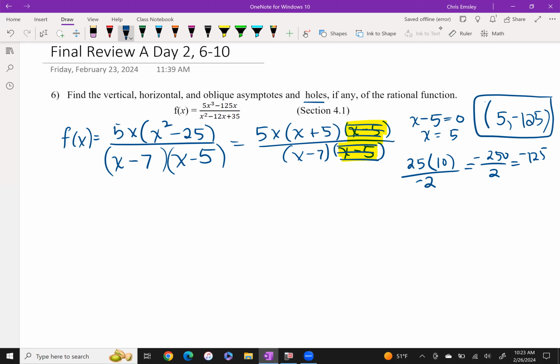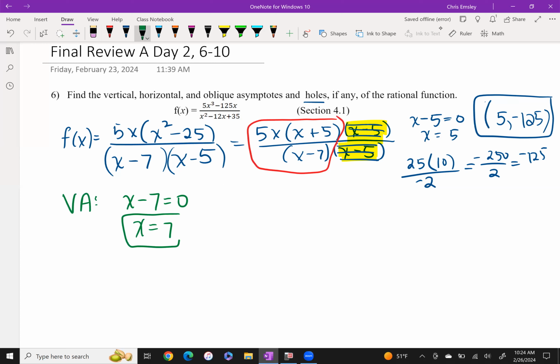Now, for the rest of the problem, we do want to use this reduced version of the function. We're not going to go back to the original. We just use the original to find the hole, we reduce, and use that for everything else. So next up, we want to find our vertical asymptotes. And vertical asymptotes occur where the denominator is equal to 0. So we do have one vertical asymptote at x equals 7. We want to make sure that we write that as the equation of a line. The vertical asymptote is not 7, it's x equals 7.